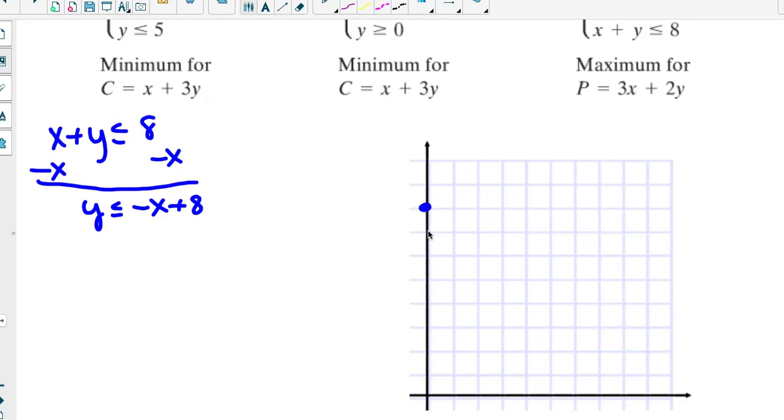So you're going to go down 1 to the right 1, down 1 to the right 1, and just keep on going. Draw your line.